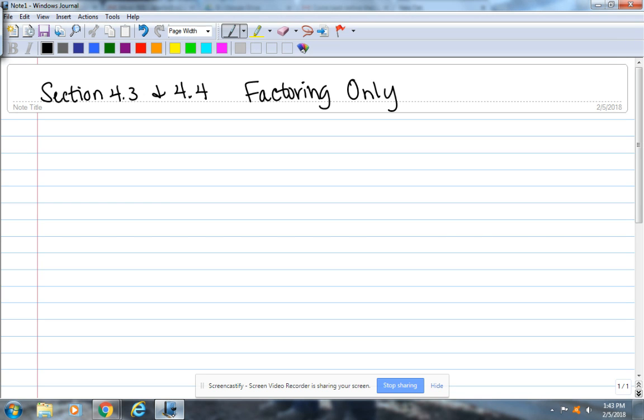4.4. We're going to do both of these today, but we're only doing the factoring parts of these lessons. We'll save the equation parts for tomorrow. So let's just review factoring. Steps to factoring.